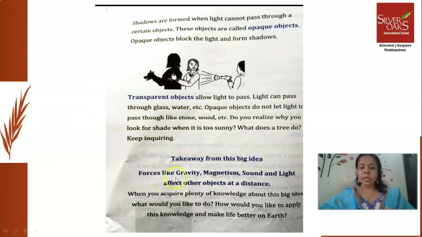Forces like gravity, magnetism, sound, and light affect other objects at a distance. When you acquire plenty of knowledge about this big idea, what would you like to do? How would you like to apply this knowledge and make life better on earth? So now today what you will do is you will go out and observe yourself in sunlight and tell me in the next class will the shadow form?